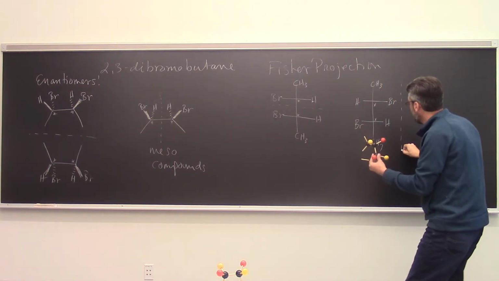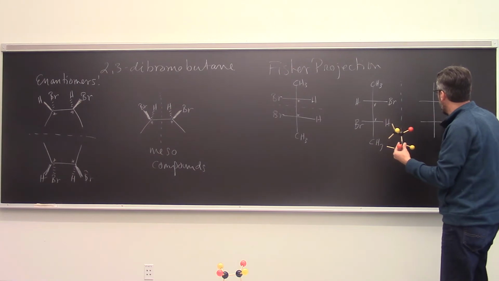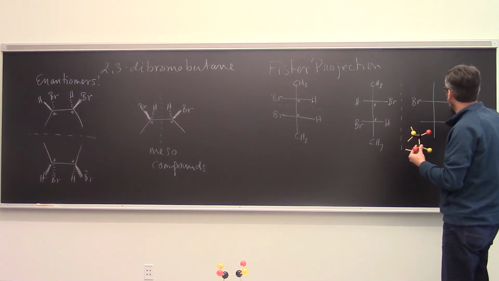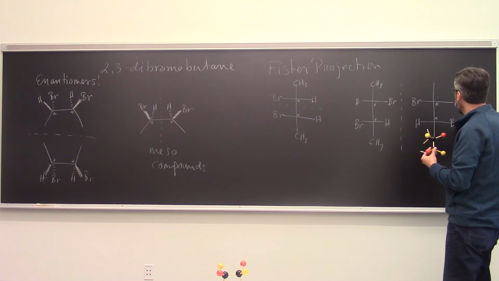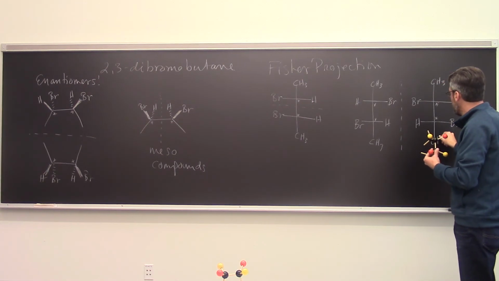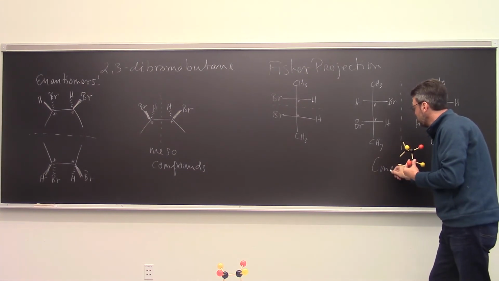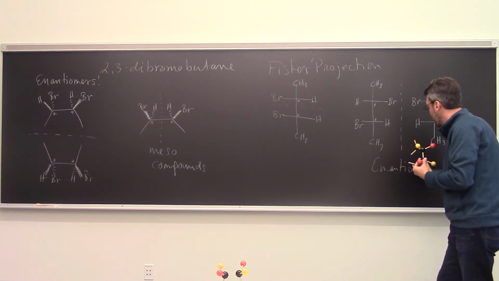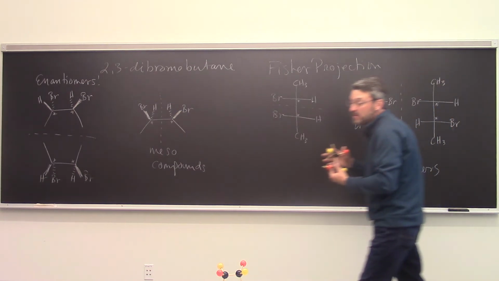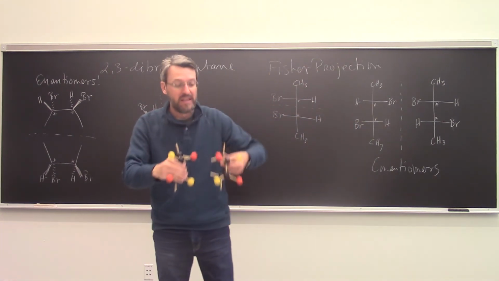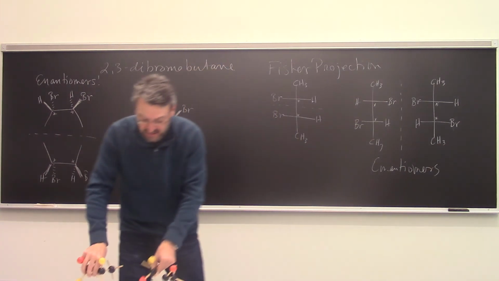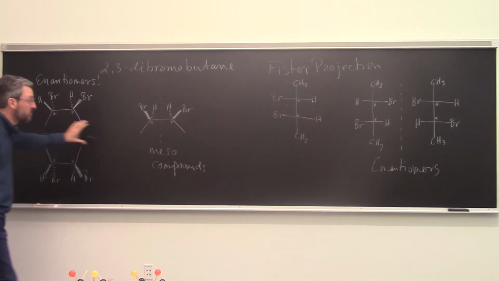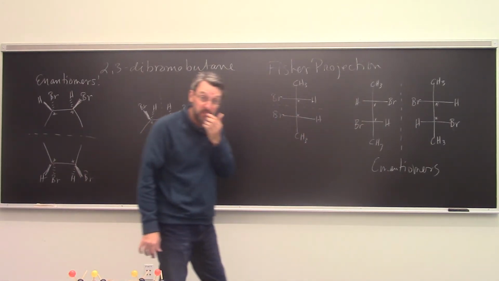And if I draw the mirror image for this one again, my bromine here, my H there, my H over here, and my bromine there, and then my two methyls. Again, these are the enantiomers, just drawn somewhat differently. So this is the more typical way to draw the enantiomers, and this is the Fischer projection way to draw them.